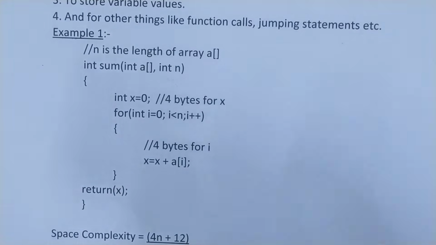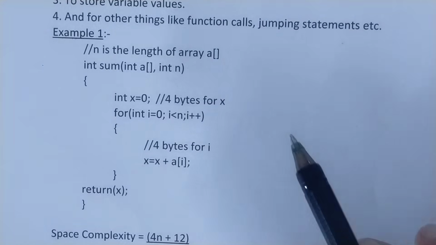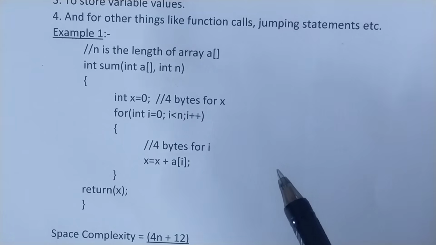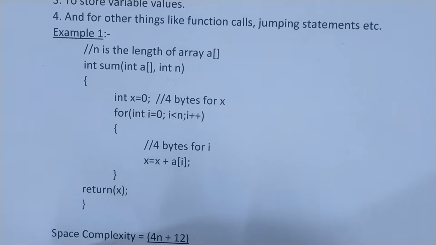Here in this example, I have written a program to compute space complexity of the program. In this example, I have written a program to find the sum of n numbers in an array. In this example, space complexity depends upon the size of the array, that is n, which is entered by the user during runtime. Therefore, the computed space complexity of the program is 4n plus 12.